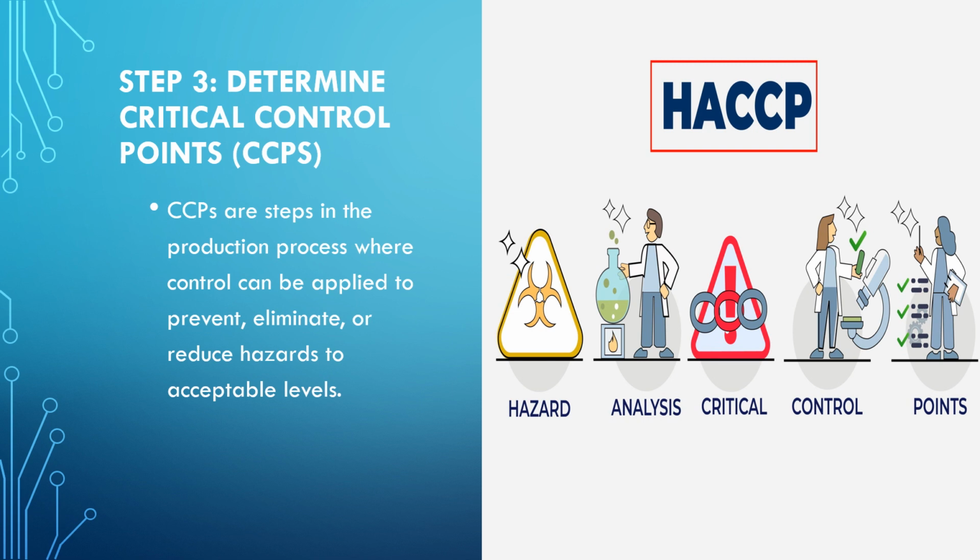Step 3 is determination of critical control points. Determine the critical control points, CCPs. Now, once hazards are identified, the next thing to do is to determine the critical control points, CCPs. Now, these CCPs are the points in the process where control measures can be applied to prevent, eliminate, or reduce hazards to an acceptable level. CCPs are steps in the production process where control can be applied to prevent, eliminate, or reduce hazards to acceptable levels.